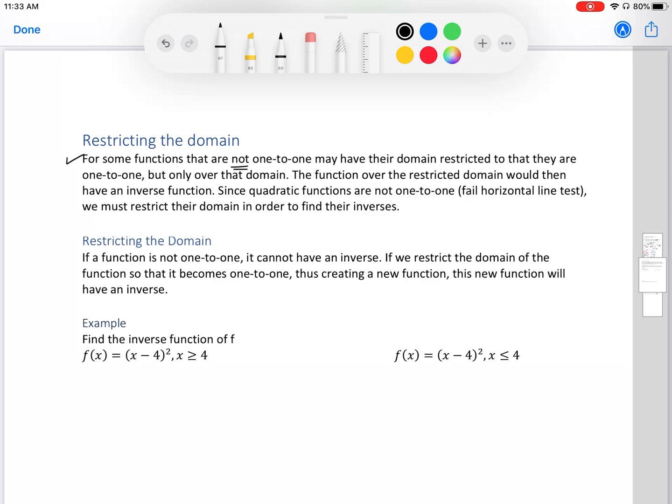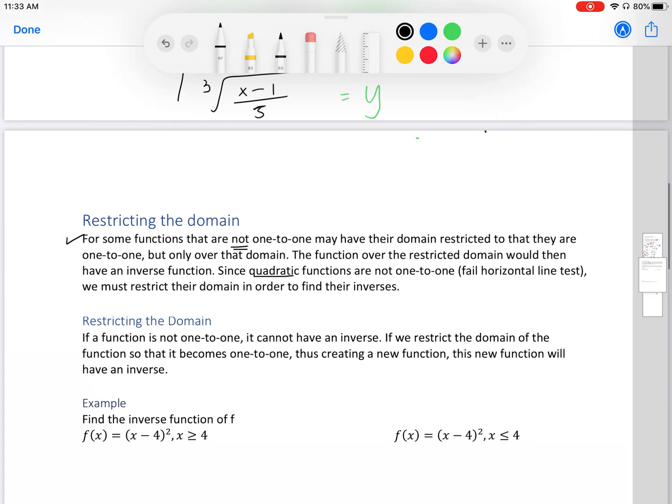So it starts off with the example of a quadratic. To remind you what that graph looks like, a quadratic is a U-shaped function. It fails to be a one-to-one function because it fails the horizontal line test. It crosses that line twice.